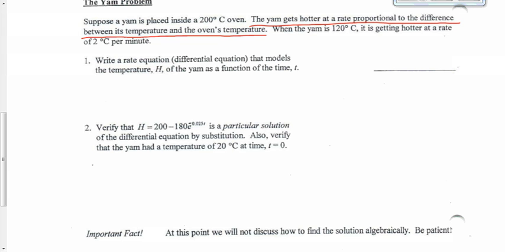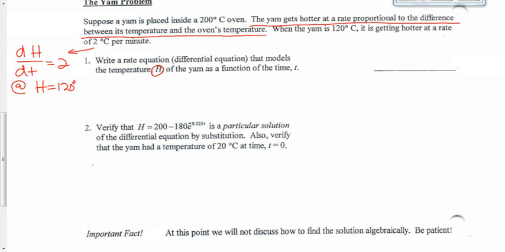In number 1, write a rate equation, a differential equation that models the temperature H. Okay, so my variable is H. So I'm going to go ahead and talk about what this 2 is. When the yam is 120 degrees, it is getting hotter at a rate. So that's the rate of change of my temperature, which is H. So dH/dt is going to be 2. And that is when the temperature is 120 degrees. Now, I'm not going to need that right away. I will need that later.